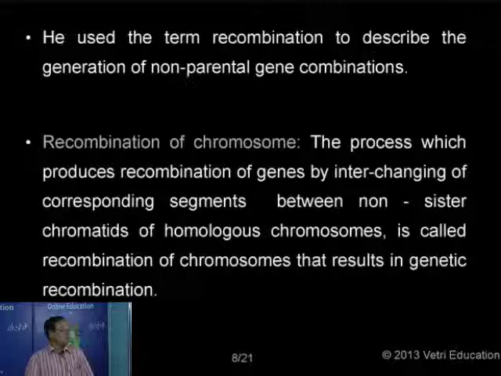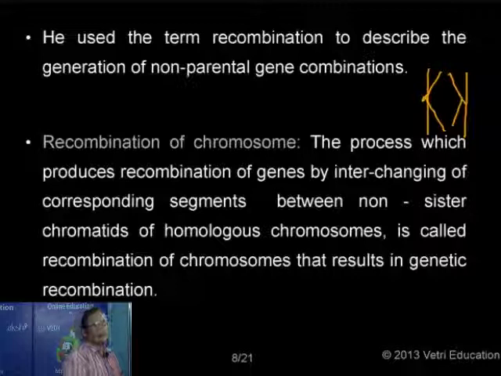Now, what is the recombination of chromosomes? This is a process which produces the recombination of genes. How is it taking place? This is because of the exchange of chromosomal materials. Suppose I am taking a pair of chromosomes. This is what is called the recombination of chromosomes: the exchange of chromosomal materials between the non-sister chromatids of homologous chromosomes. This results in the recombination of genes.